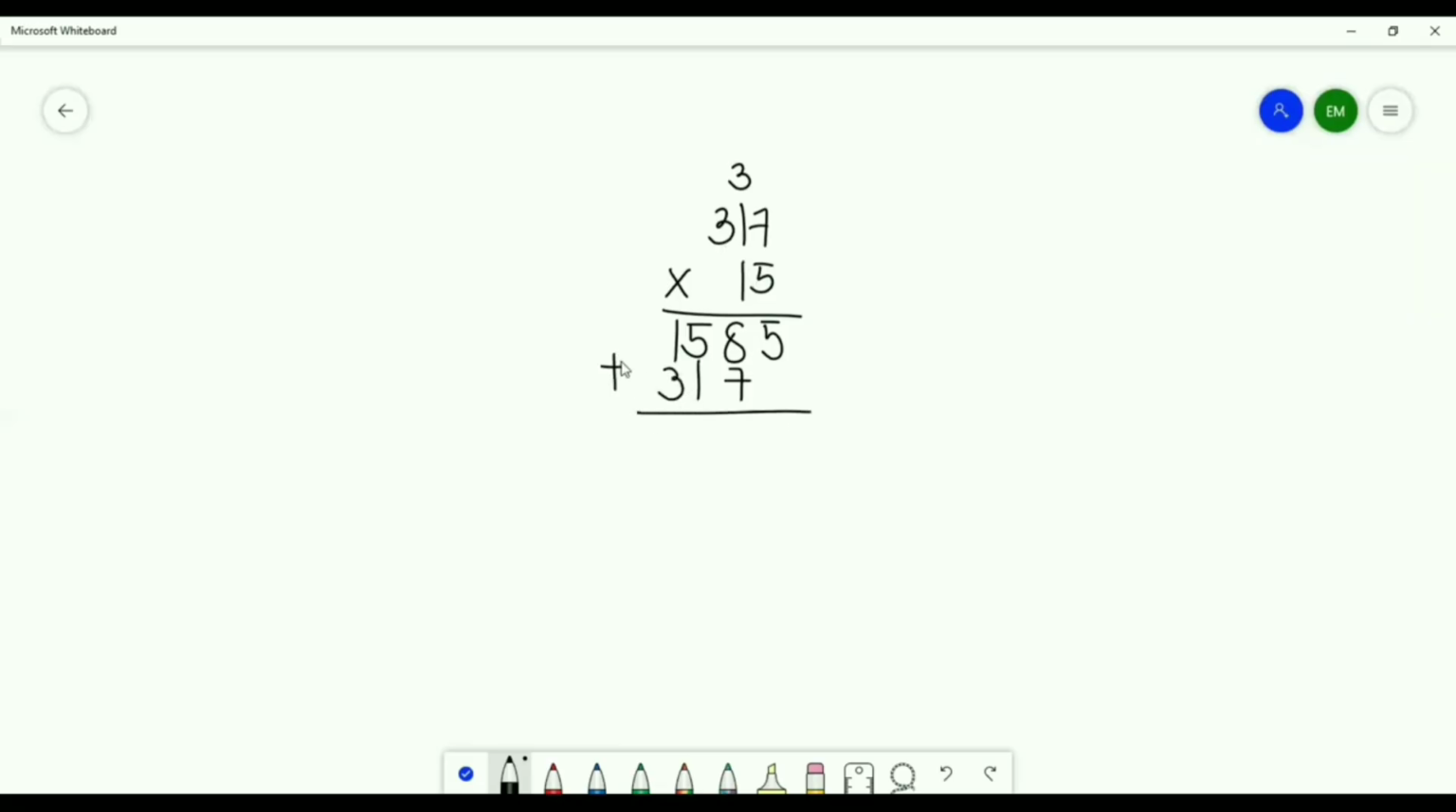Next, we are going to add the partial products. We bring down 5. 8 plus 7 is equal to 15. We write 5 there. And then we are going to carry 1. 1 plus 5 is equal to 6 plus 1 is equal to 7. 1 plus 3 is equal to 4. Therefore, our product is 4,755. This is the answer.